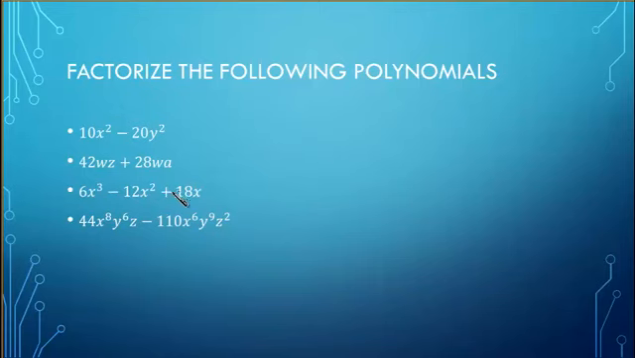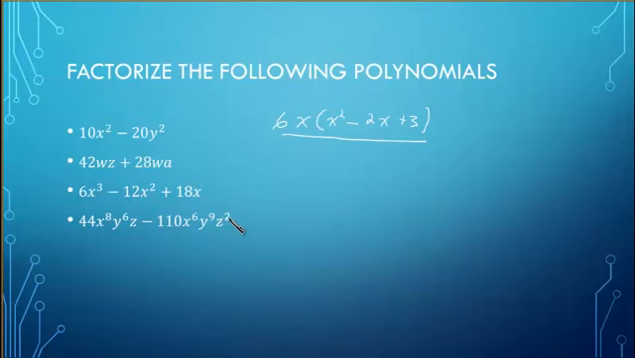For this one now, the greatest common factor is, well, for the numbers it's 6, and then for the x's, it's just x. And so that gives us here x squared minus 2x and then plus 3. Let's check. 6x times x squared is 6x cubed. 6x times 2x, that's 12x squared. And 6x times 3 is 18x.